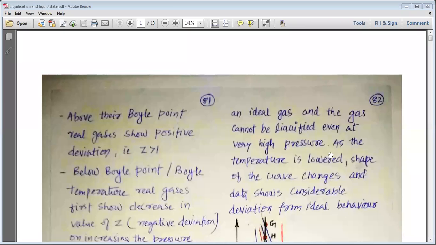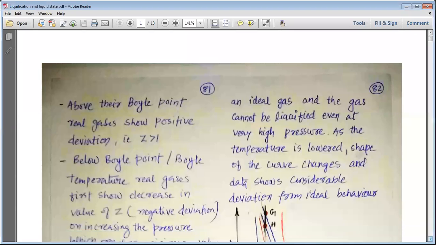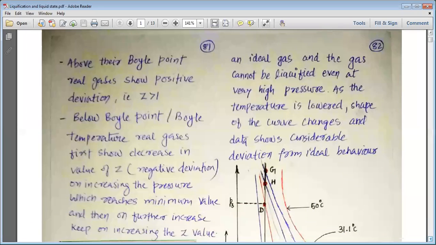Let us start the class today. In the previous period, we have studied about the liquefaction of gases. We have studied that gases are liquefied under certain temperature. This temperature is known as the critical temperature.